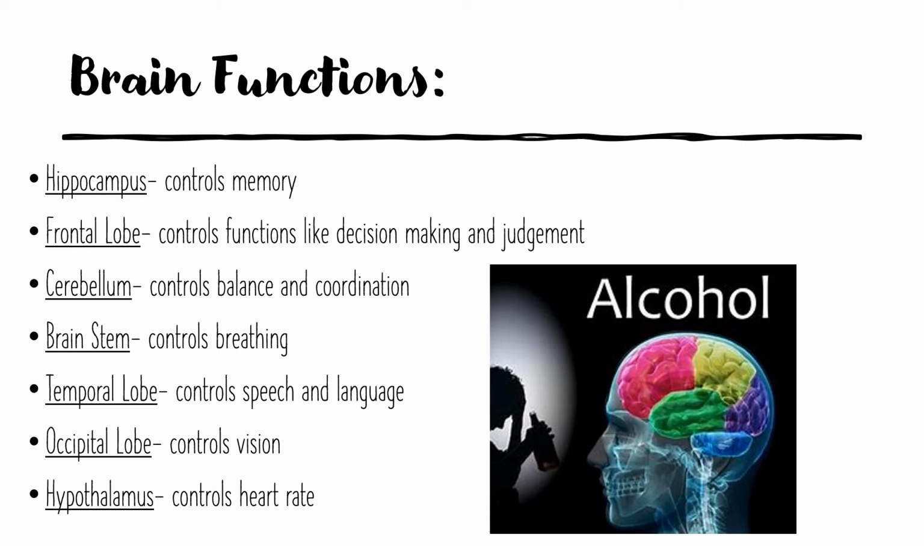And the hypothalamus. The hypothalamus is the part of the brain that controls the heart rate. Alcohol use can slow down a person's heart rate, causing exhaustion, and can lead to someone passing out, and it could lead to a coma.